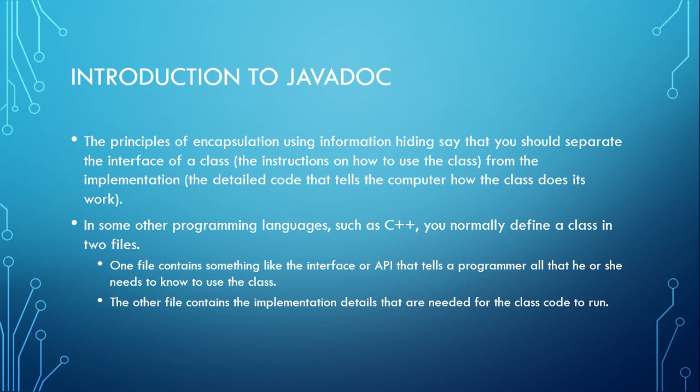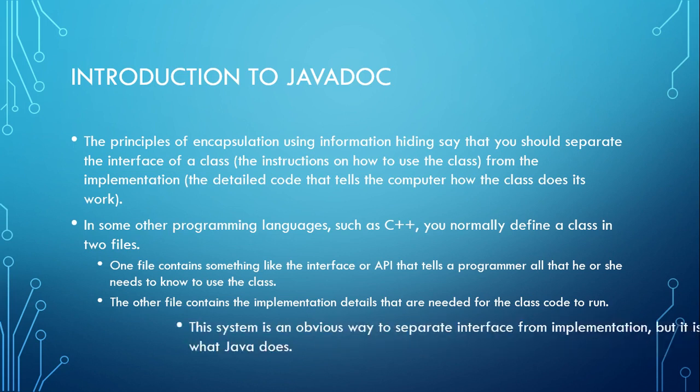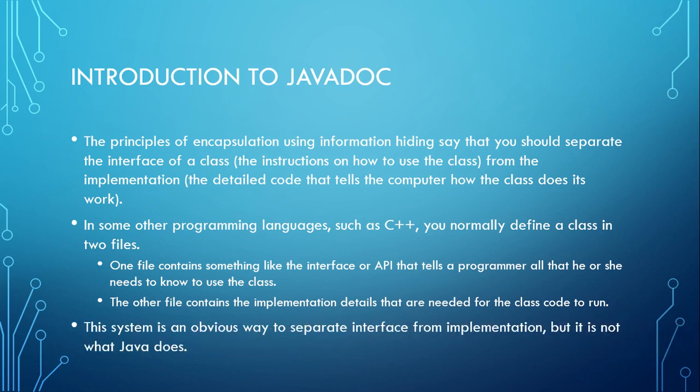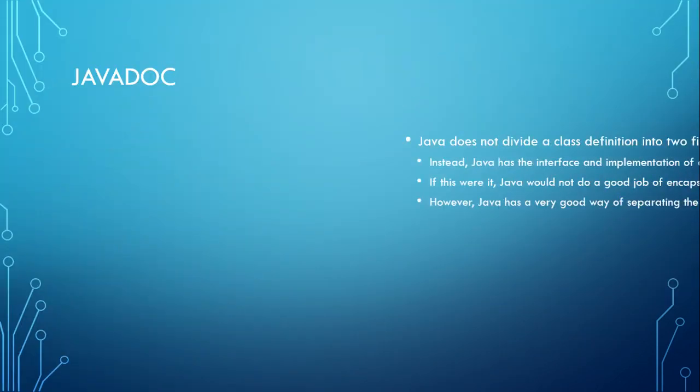Now, in some other programming languages such as C++, you will normally define a class in two files. One file contains something like an interface or an API that tells the programmer all he or she really needs to know about the class, and the other file contains the implementation details that are needed for the class to actually run. This system is an obvious way to separate interface from implementation, but it's not how Java does it. It handles it slightly differently, through JavaDoc.